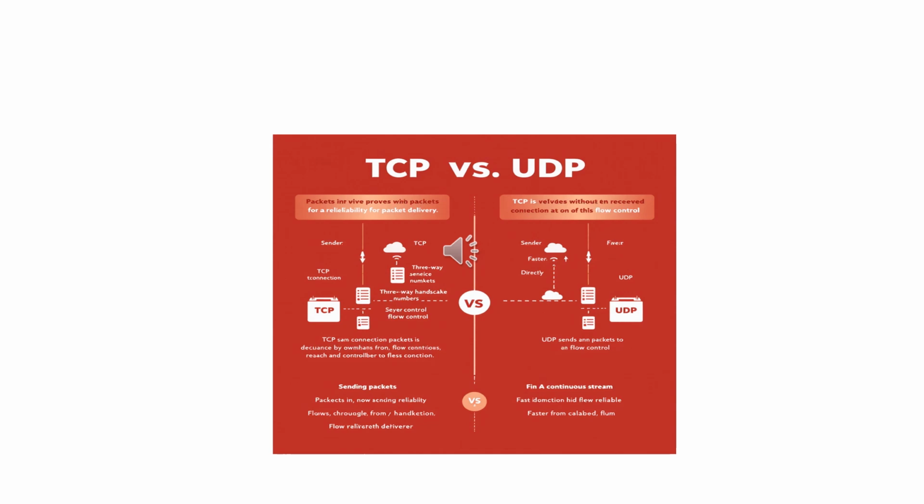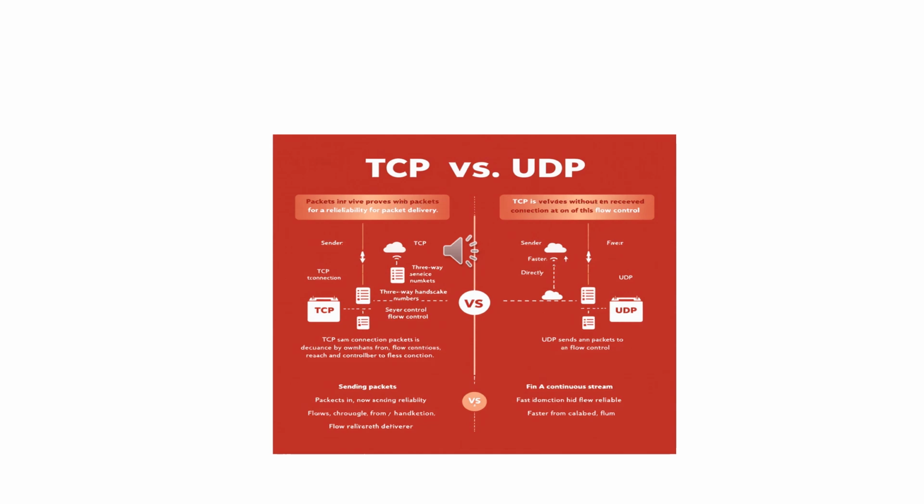Let's explain further. TCP, Transmission Control Protocol, is a connection-oriented protocol that provides reliable delivery of data. It uses flow control mechanisms to ensure that the sender does not overwhelm the receiver by sending too many packets too quickly. TCP establishes a connection through a three-way handshake, sequences packets, acknowledges received data, and retransmits lost packets.